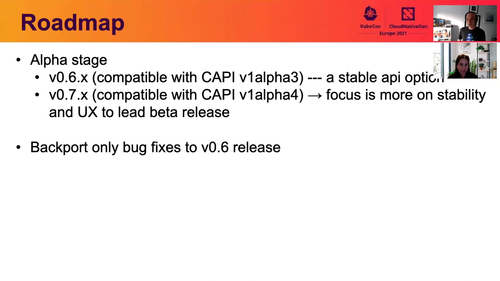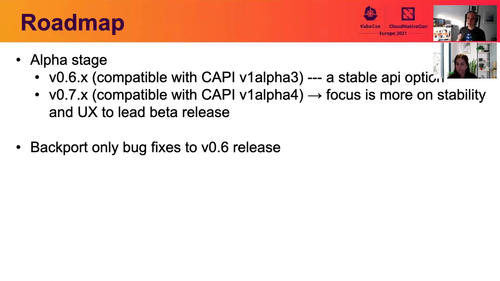So what does the roadmap look like for CAPA? We essentially have two versions of CAPA present. We have the 0.6 release version, and this maps to the CAPI V1 Alpha 3 version. And you should consider this the stable option. So use this first, especially for any production-like scenarios.